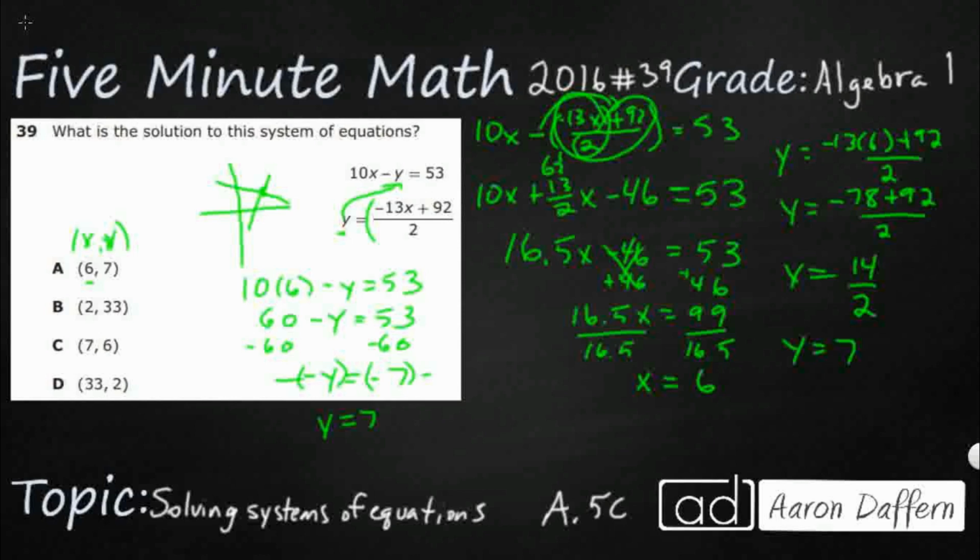So our solution is actually, when we're looking at a solution for a system of equations, it's going to be an x and y coordinate. So it's going to be (6, 7), right? Because we've got our x value of 6. And then either way we plugged in our 6, either in the first or second equation, we got a y value of 7. So that's our answer A.